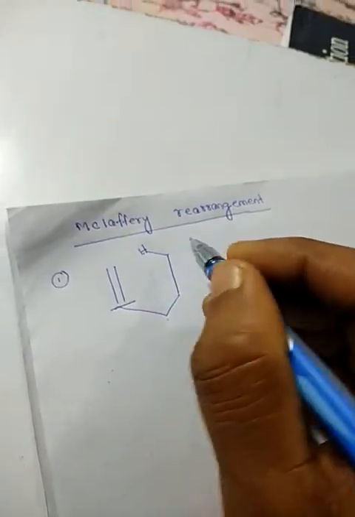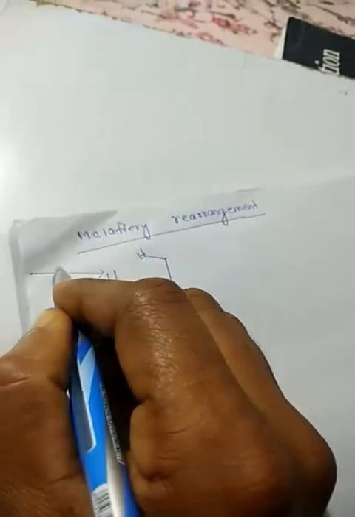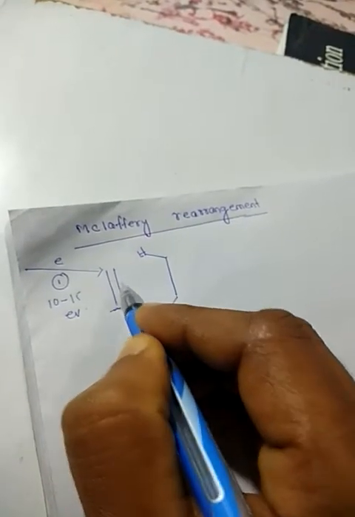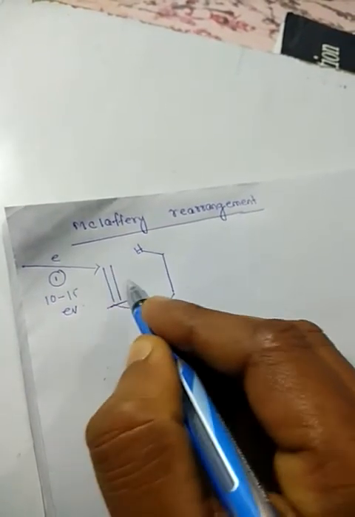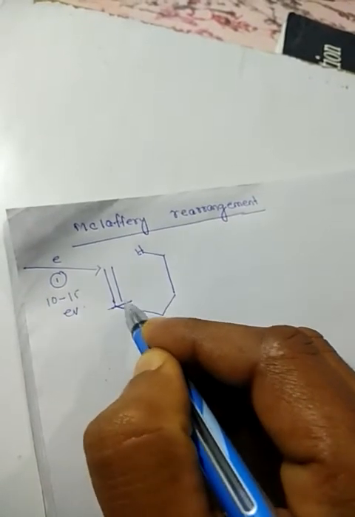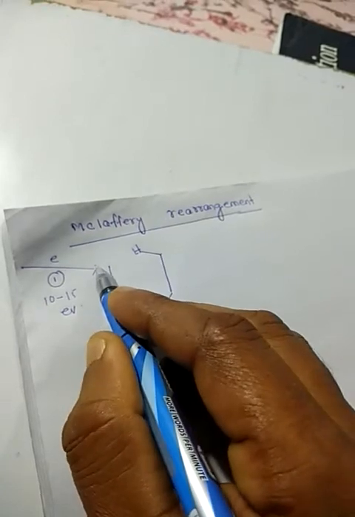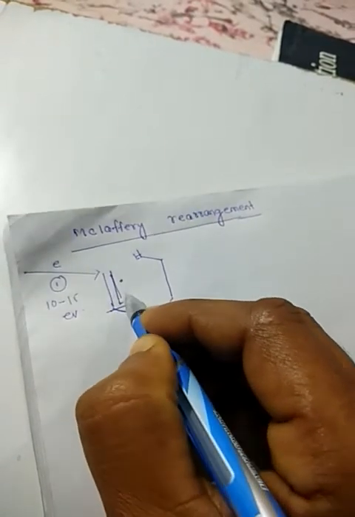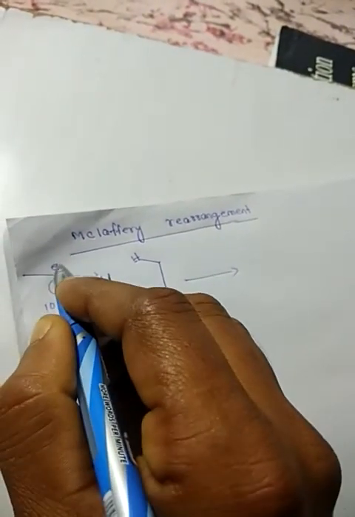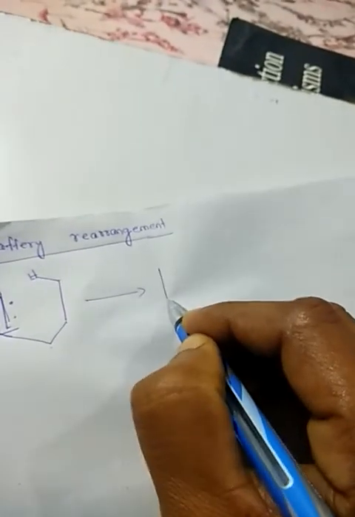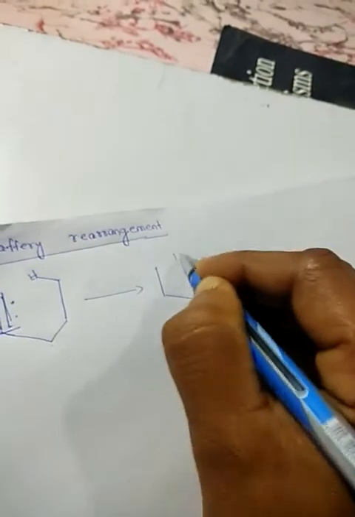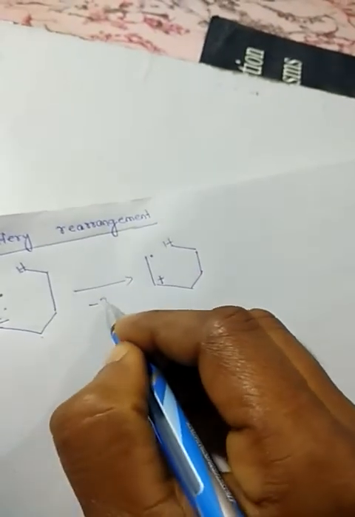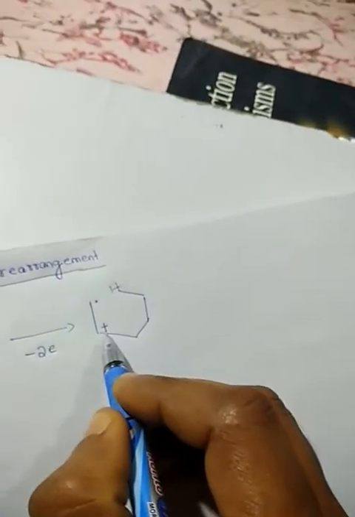When we bombard this kind of molecule with an energetic electron of energy 10 to 15 eV (electron volts), the loosely held electron of the molecule will be knocked out. As we know, the pi bond is loosely held, so one of the electrons will be knocked out from this position or this position, because the double bond possesses two electrons. After this, a cationic radical is formed.